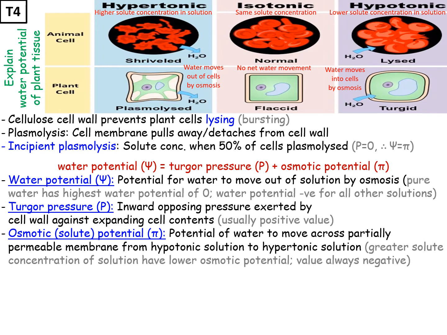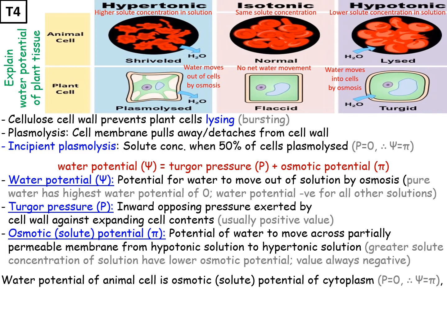The osmotic or solute potential is the potential of water to move across a partially permeable membrane from a hypotonic solution to a hypertonic solution. So when there's a greater solute concentration in a solution, it has a lower osmotic potential, and the value is always negative. So any cell that has a high osmotic potential means that most likely water will move out of it to a lower osmotic potential solution.